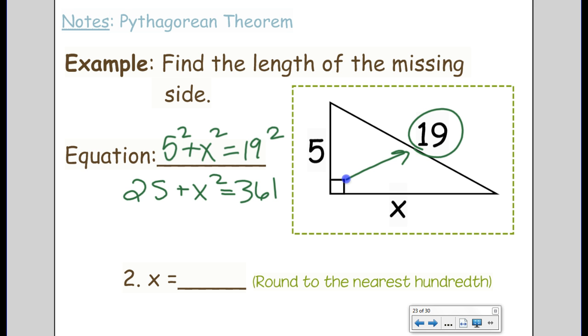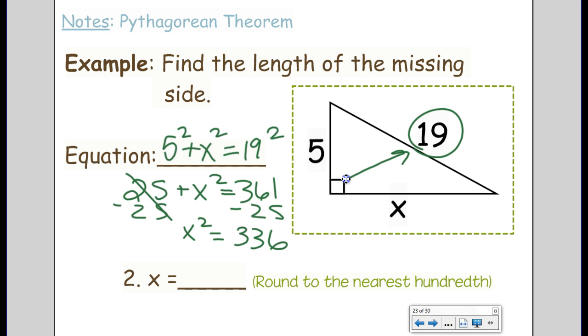What's the opposite of plus? Minus. So we need to get that 25 over to the other side. We need to subtract 25 from both sides. X squared equals, what's 361 minus 25? Good thing we have calculators, huh? X squared equals 336.